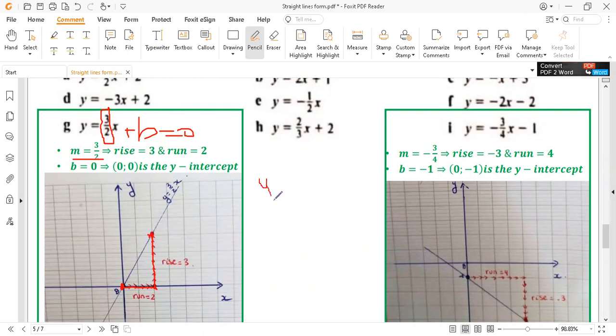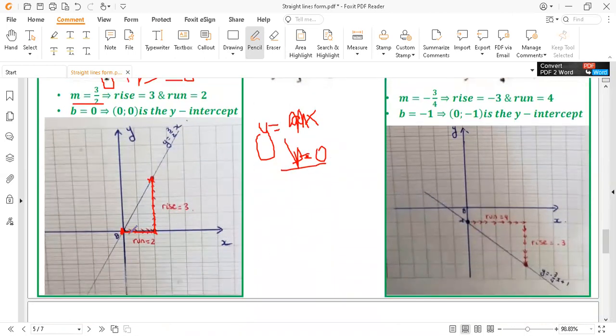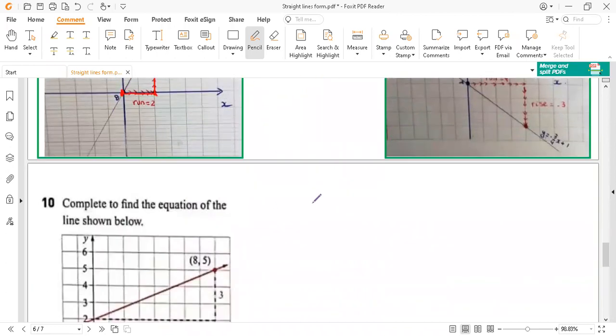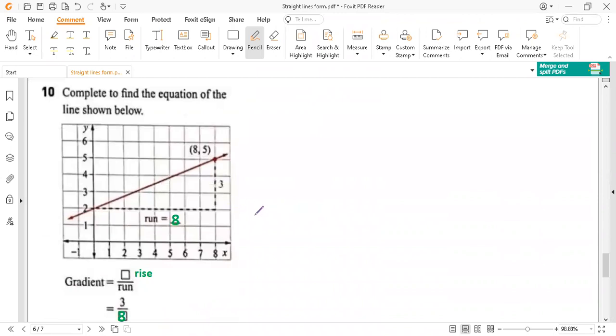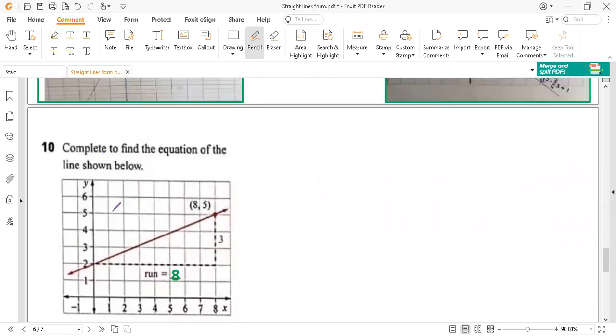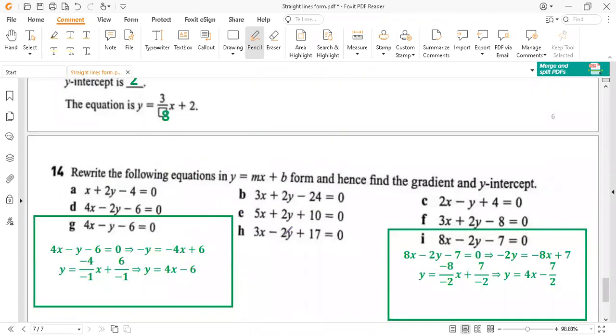We can also remark clearly that any straight line of the form mx with b equal to 0, with any gradient but b equal to 0, is a straight line passing through the origin. We can keep it in mind. Also, exercise 8 is very similar.